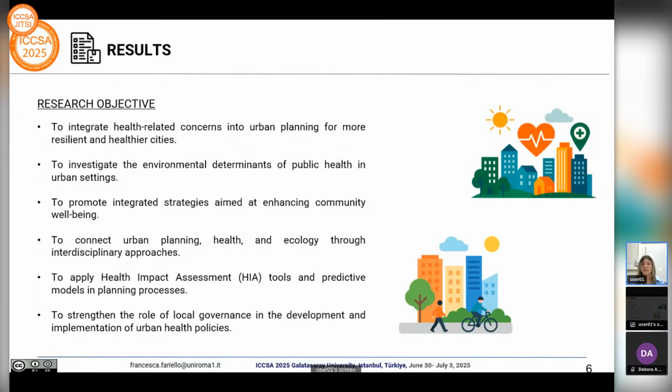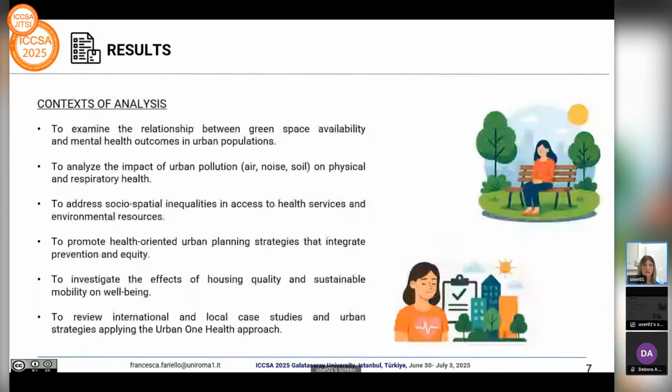Another emerging objective concerns the synergic integration of urban planning, public health, and ecology. As a result, the Urban One Health approach is increasingly being framed as an operational strategy for promoting not only healthier urban environments, but also more inclusive and adaptive cities. The second level of analysis concerns the context addressed.